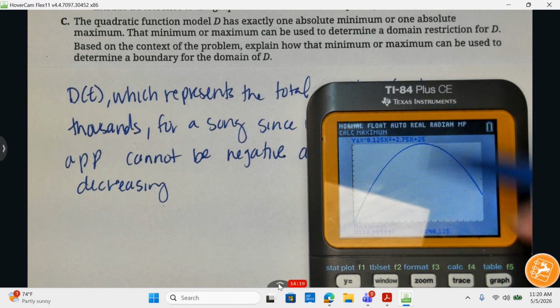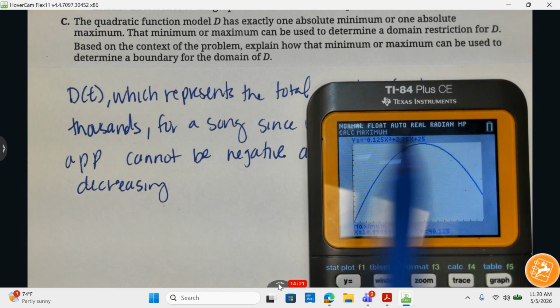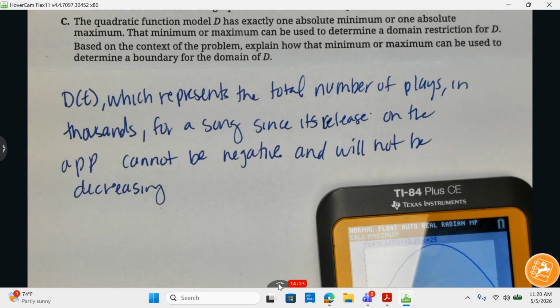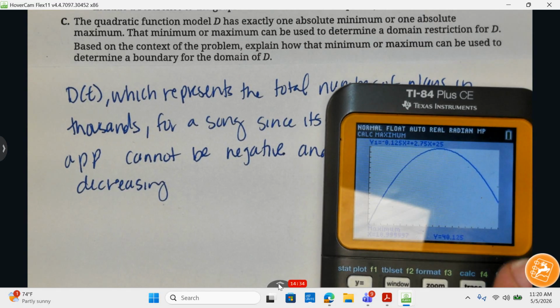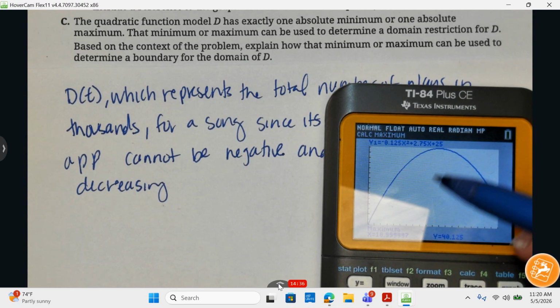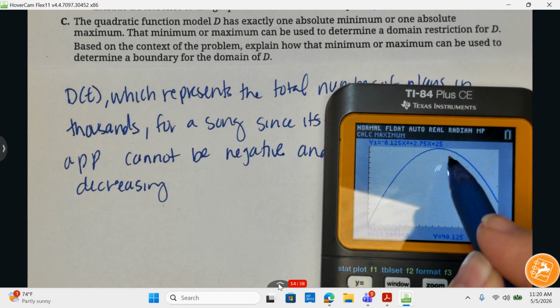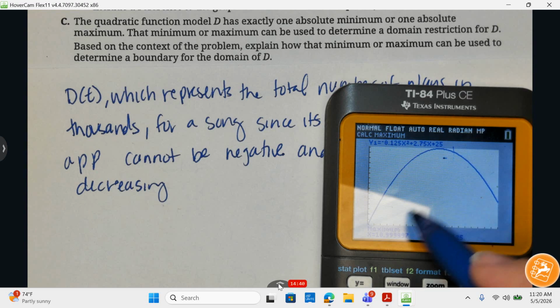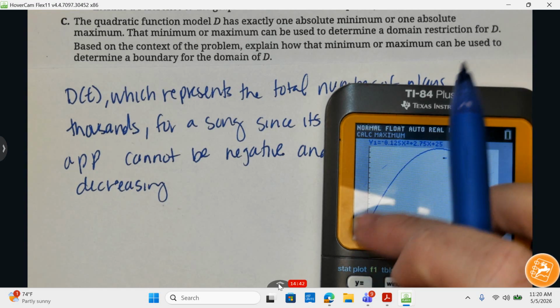It's the x value. And so remember that we were told that D of t represents the total number of plays in thousands of a song since it was released in the app, and it cannot be negative. So it must be positive, and it will not be decreasing. That means it must be going up and positive. Well, all of this part right here is going up. It's increasing, and all of this has a positive y value. So this is the section.